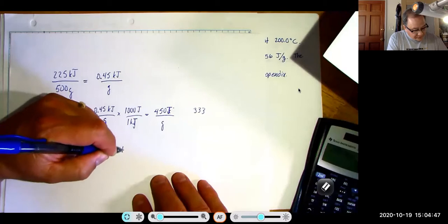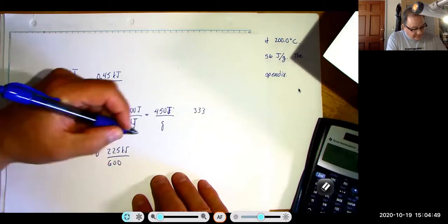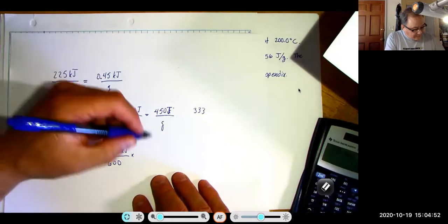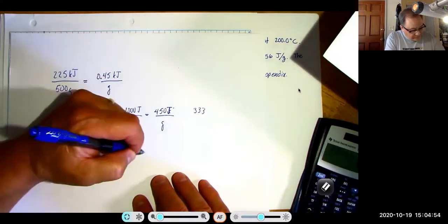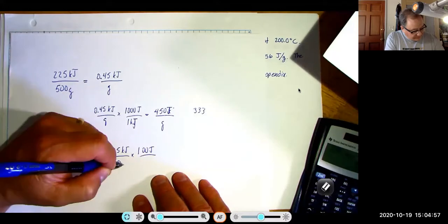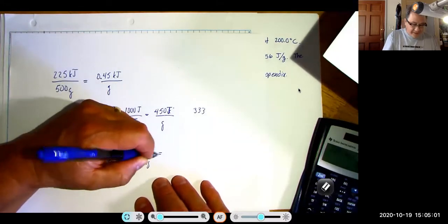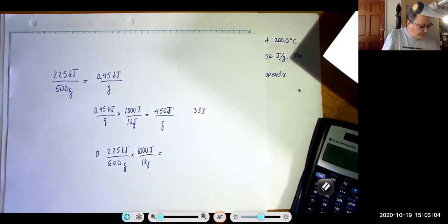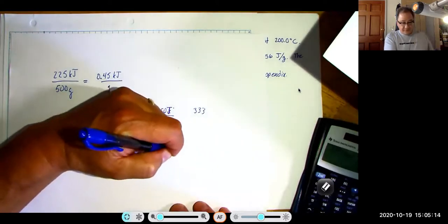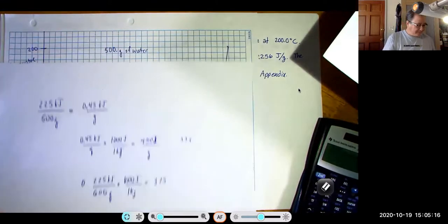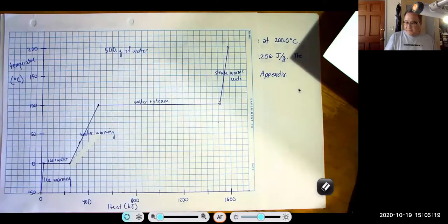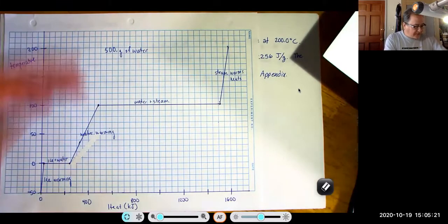225 kilojoules over 600 times 1,000 joules per 1 kilojoule. And let's see what we get here. 225 divided by 600, and then times 1,000. And we get 375, which is closer to the real value. Okay, so that's an interesting start that shows some phase change.